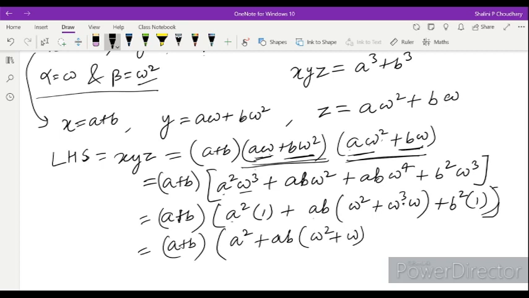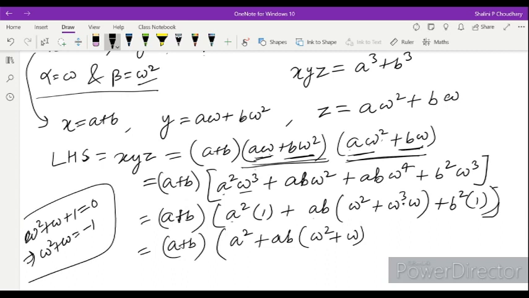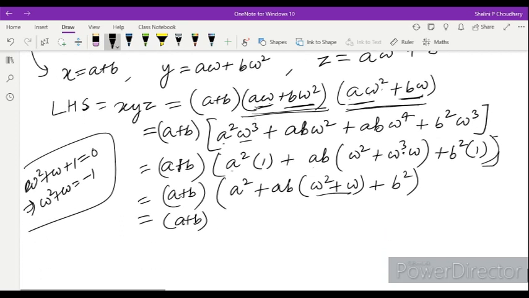And as we know that omega square plus omega plus 1 is equal to 0, it means omega square plus omega will be equal to minus 1. Okay, so for this value we will write minus 1 and plus B square. So what we will do now, we will write here A plus B into A square minus 1 into AB will be equal to minus AB and plus B square.